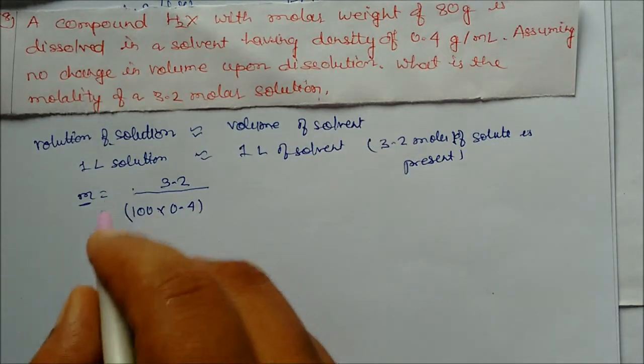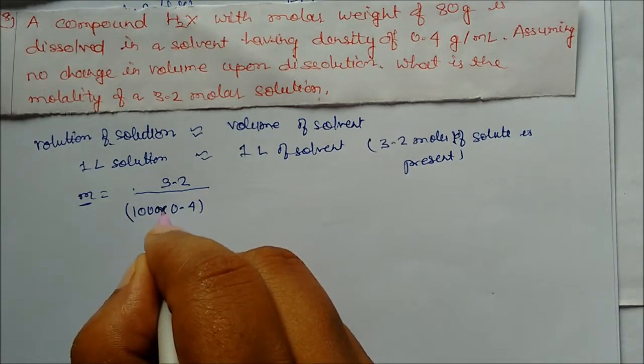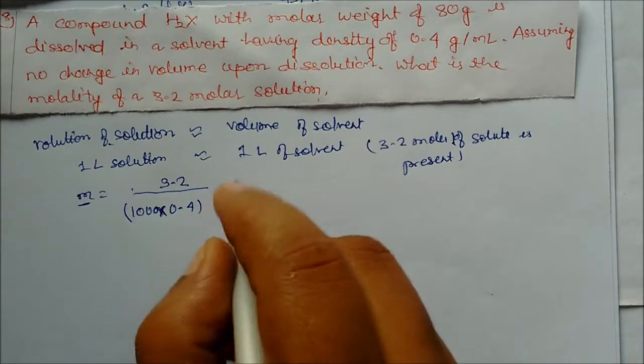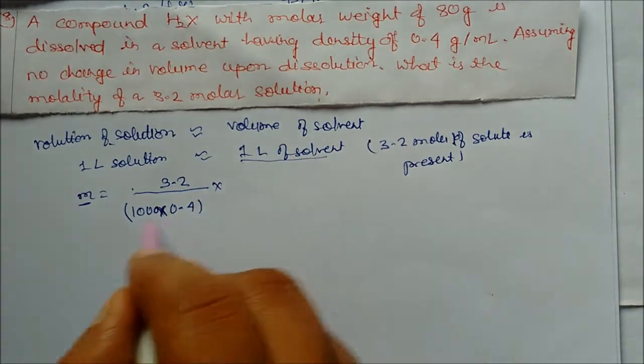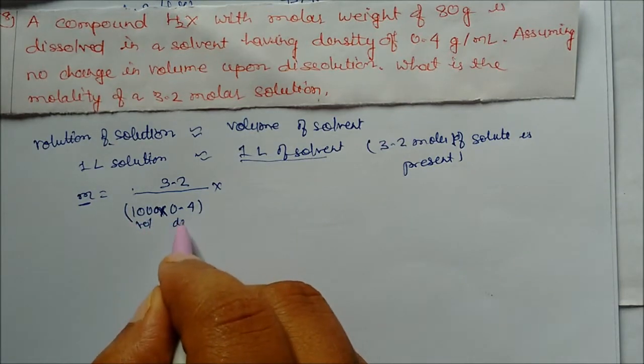So total volume is 1000. I think this will be 1000, 1 liter, into density of solution, and again we have total volume. This is equal to mass of solvent. 1 liter solvent, volume is given, density is given here.